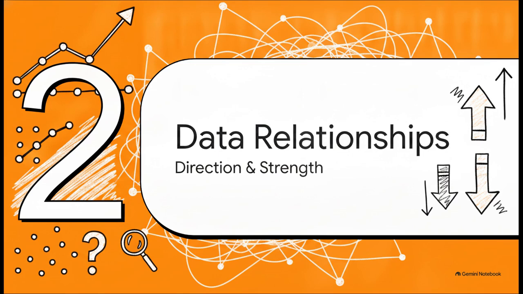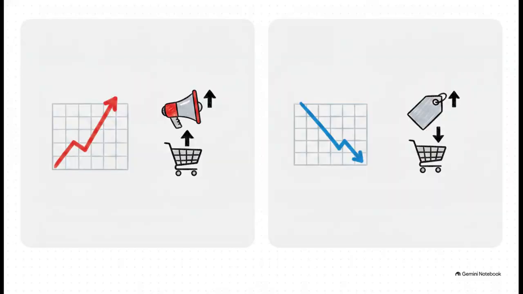Understanding data relationships, specifically direction and strength. Before we can mathematically predict a number, we first have to identify the underlying relationships in our data. For our electronics retailer, we might see a positive relationship between advertising expenditure and sales. So as ad spend moves up, sales move up together. Makes sense, right? Conversely, we might see a negative relationship between product price and sales. As the price goes up, the number of units sold might go down. Understanding this direction is the absolute first step in organizing our data.